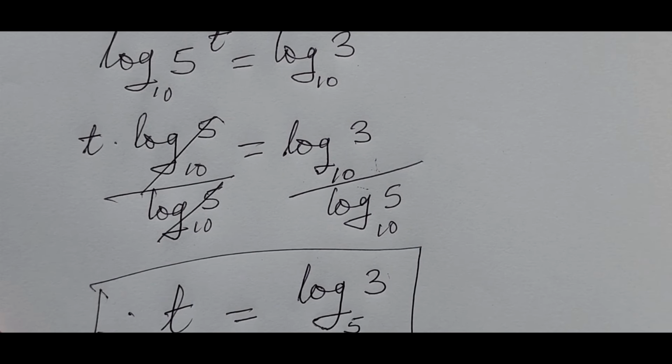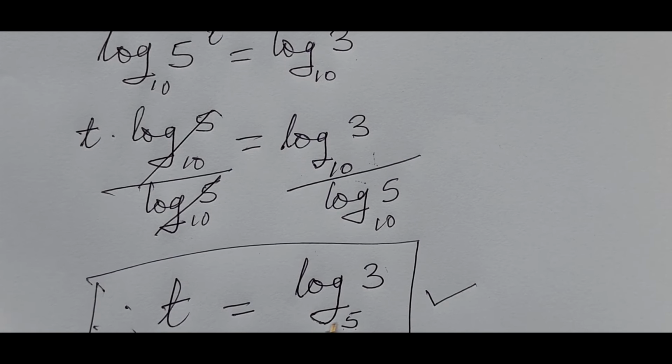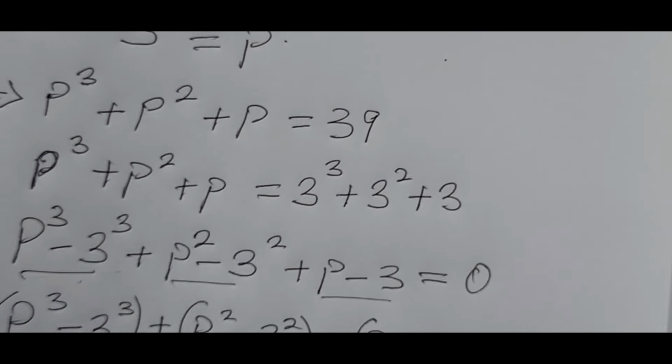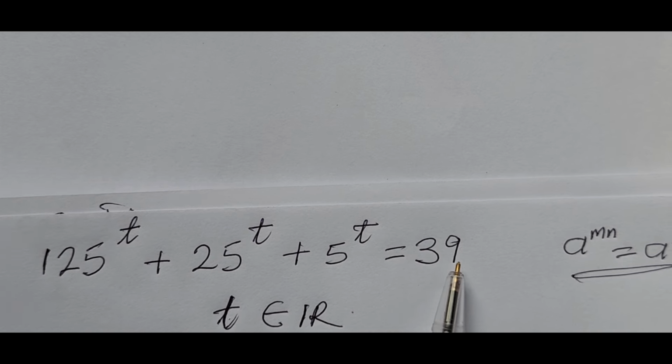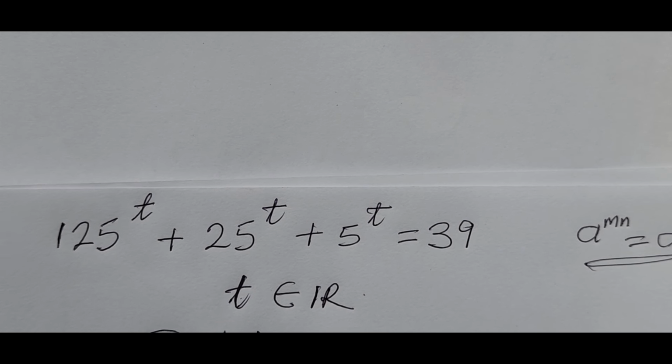And I have done the check on this to prove if the answer is correct. If you put the value here, log 3 base 5, into the original equation, which is what we have in here, it will give you 39. Okay, I've done that already. You can go ahead to confirm that.